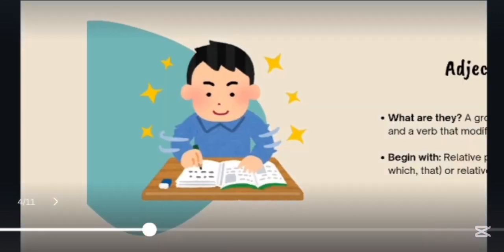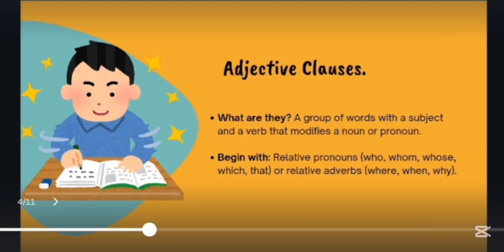So the next one is adjective clauses. So what are they? A group of words with a subject and a verb that modifies a noun or pronoun. To begin with, we have relative pronouns like who, whom, which, that, or whose, or relative adverbs like where, when, why.